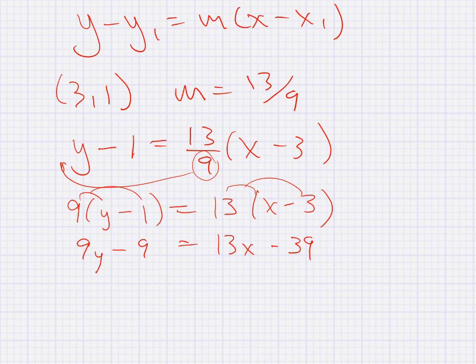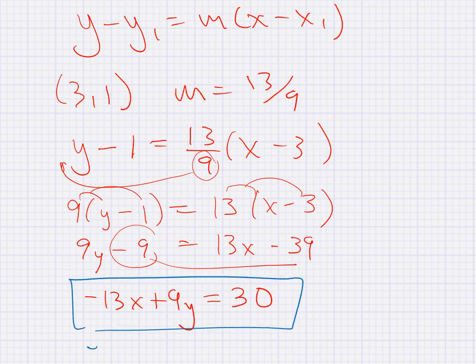And then put it in standard form, x and y on the same side. So minus 13x plus 9y. Move this 9 to the other side. So add 9. So I would get 30. And there is my equation of the tangent line. Let's write that correctly. Tangent line at 3, 1. Okay?